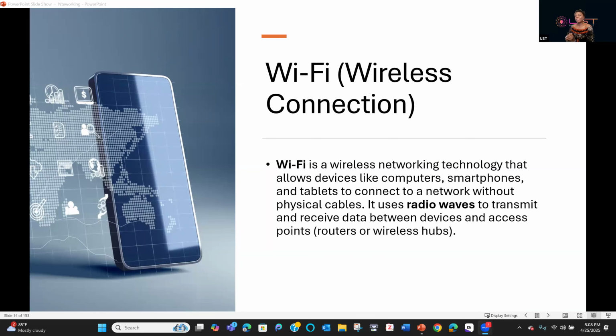All right, everyone. Last video we talked about LAN, local area network, and in the previous two videos we also touched on the internet as a physical connection. Now we're going to talk about Wi-Fi, that's wireless connection. Who has never heard of this word, Wi-Fi?